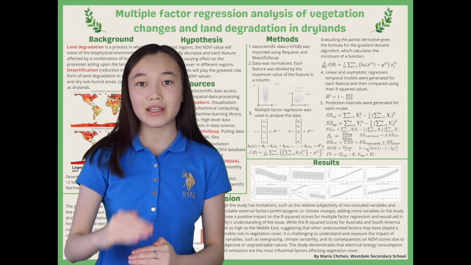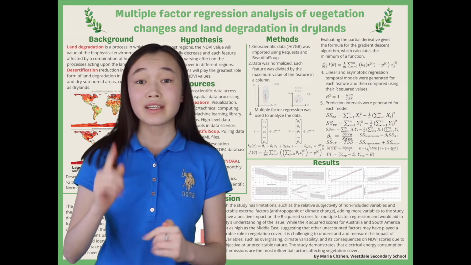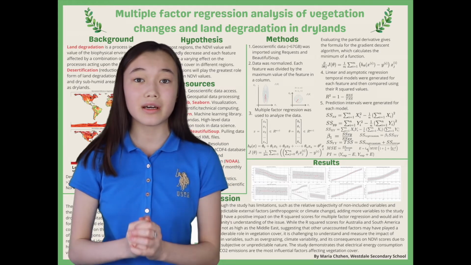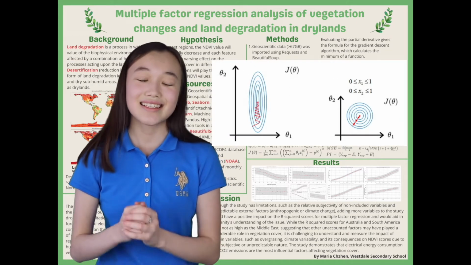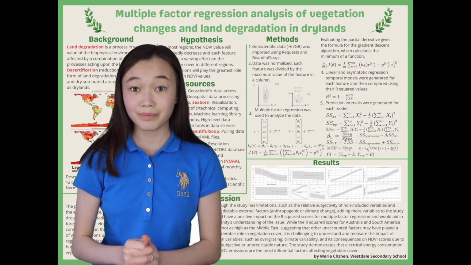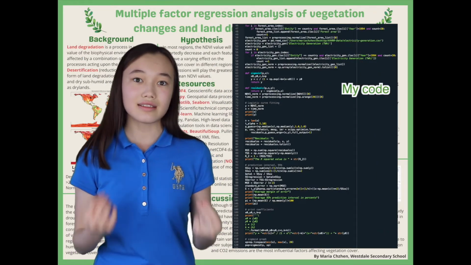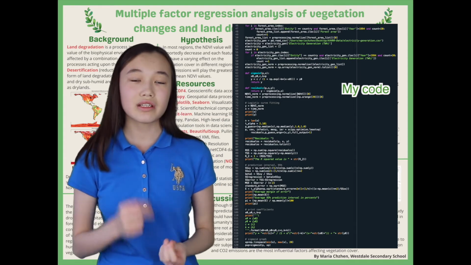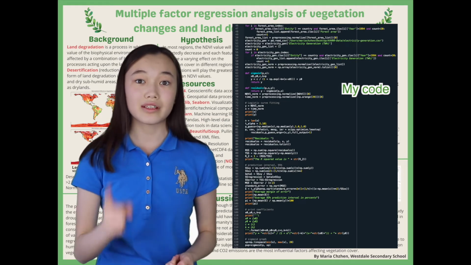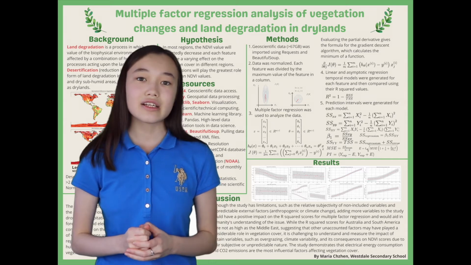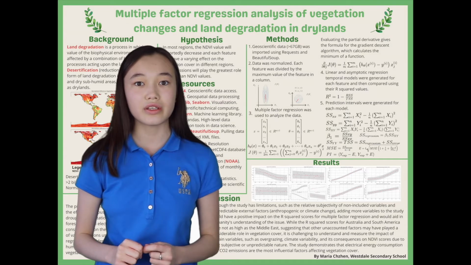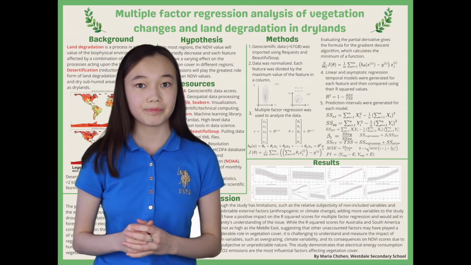Then, I used Python's machine learning library, scikit-learn, to scale all features. Each feature was divided by the maximum value of the feature in a column. This step was necessary as it helped speed up the convergence of gradient descent necessary during multiple regression. After that, multiple regression was used to analyze the data. This statistical machine learning technique uses multiple independent variables to predict one dependent variable, an extension of one-factor linear regression that only uses one explanatory variable.